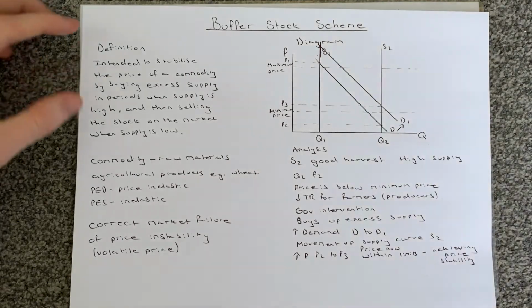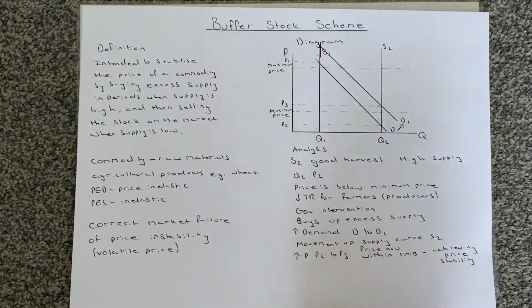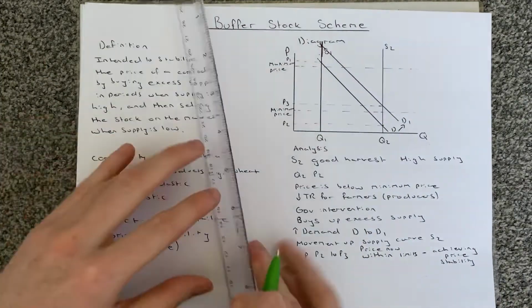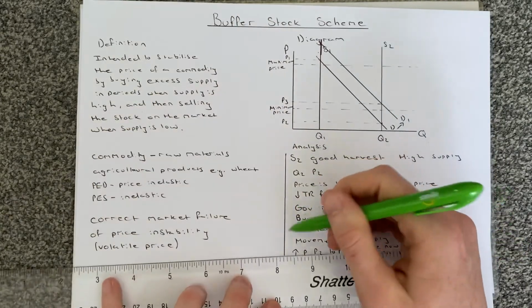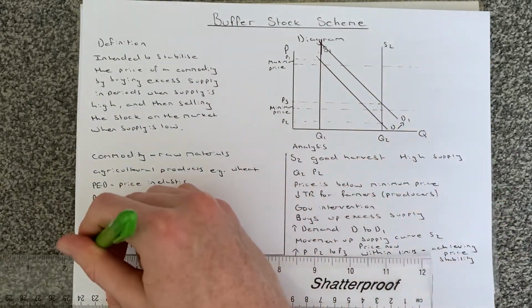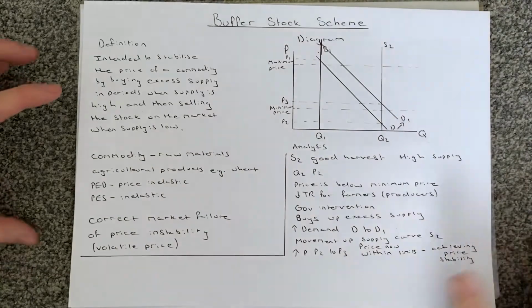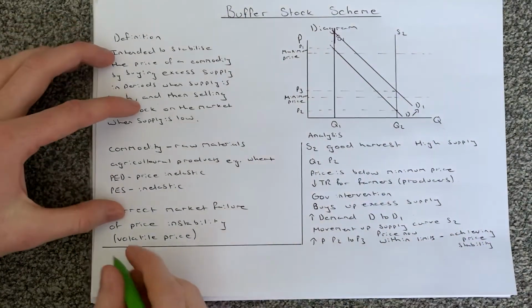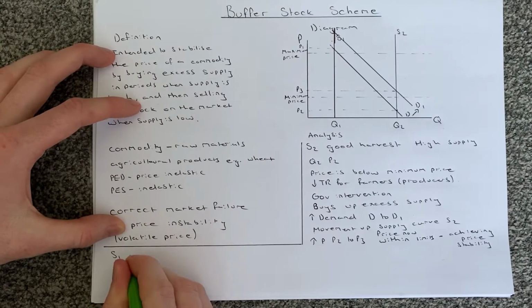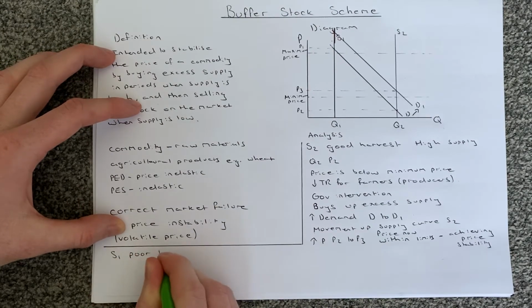So if there is a poor harvest, that is going to be representative of S1. We'll just put an arrow, to fit it all on this page, we'll just draw a line across there to separate that off, and we'll start our analysis over here. So S1 is representative of a poor harvest.